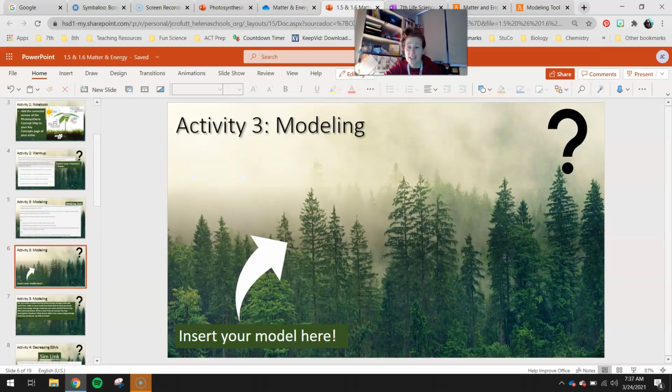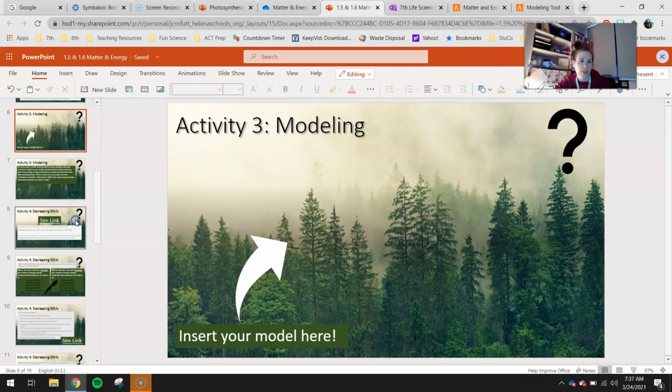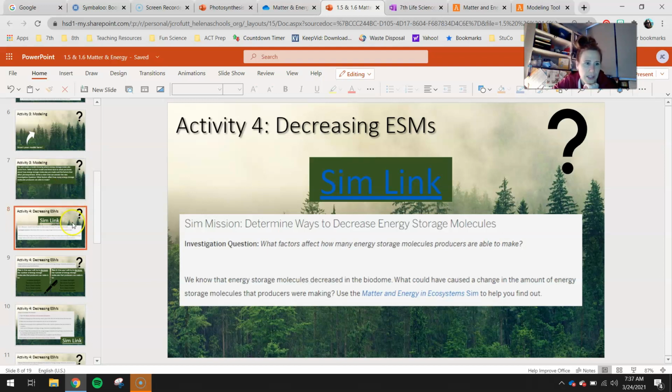All right, moving on. The last 2 parts of this are simulation, where you guys will be manipulating the amount of energy storage molecules in an ecosystem. So answer that question. All right, here's your sim link right here. Your sim mission: determine ways to decrease energy storage molecules. So that's your sim mission number 1. I'm just gonna kind of breeze through these. You guys should really know this process at this point. What factors affect how many energy storage molecules producers are able to make? We know that energy storage molecules decreased in the biodome. So when we talked about life in the biosphere, the biodome, we know that we lost a lot of carbon dioxide and those scientists were not getting enough.